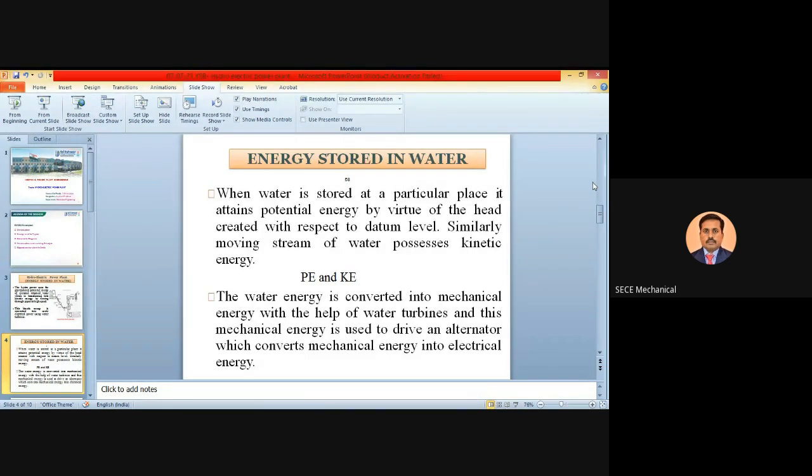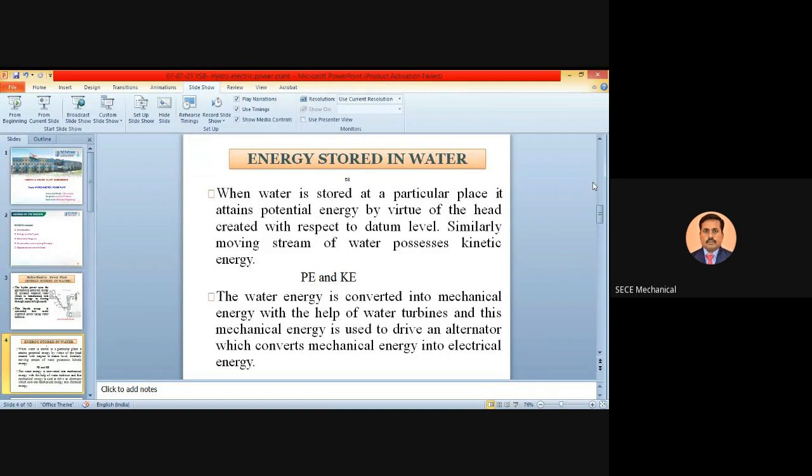So kinetic energy is developed. The potential energy of the water is converted into kinetic energy. This is the first energy conversion that takes place in the hydroelectric power plant. After that, the water energy is converted into mechanical energy with the help of the water turbine. I already told you, the turbine has blades or buckets. Normally Kaplan turbines and Francis turbines are commonly used as water turbines. With the help of that, we are able to rotate the turbine. That is nothing but mechanical energy.